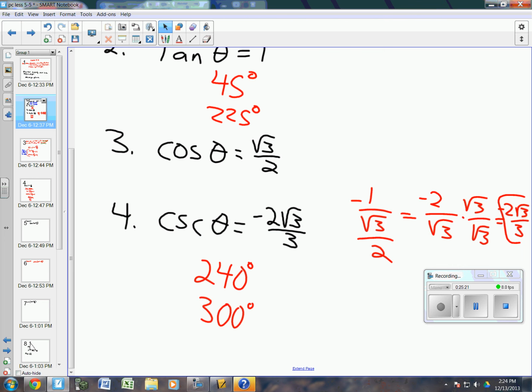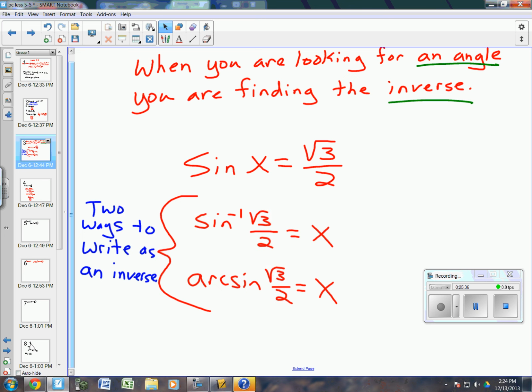Pay attention in your assignment whether it asks you for the ones between 0 and 180, between 0 and 360, or all of them. Now, this is really how we're going to use this right now. When you're looking for an angle, you are finding the inverse. Something like this: sine of what angle is square root 3 over 2? Well, what is the answer to that?